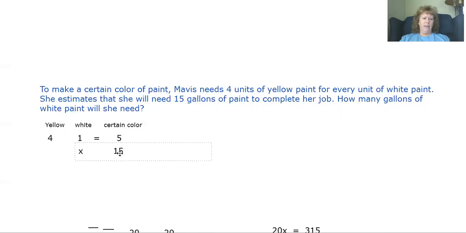gallons of white, 15 gallons of the new color would be how many gallons of white. So we're not even using the yellow paint. We just needed that number to come up with the total gallons. All right, so if we cross multiply here, we'll have 1 times 15 is 15, and 5 times X is 5X.